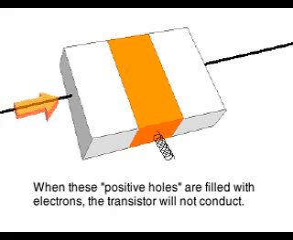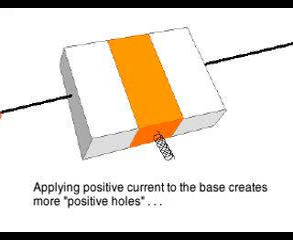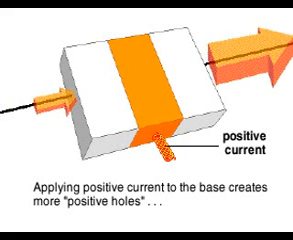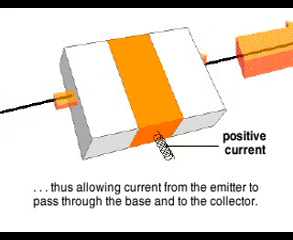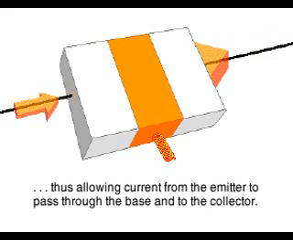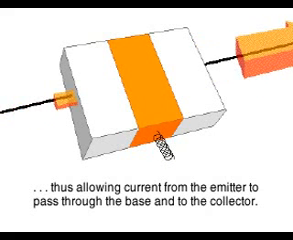But when these holes are filled, the resulting negative charge repels further electrons that would come from the emitter. The transistor does not conduct. But when a small positive current is applied to the base, it will produce additional holes that will, in turn, allow more electrons to come from the emitter and pass through the base to the collector.